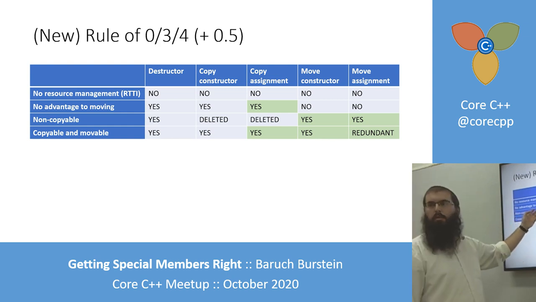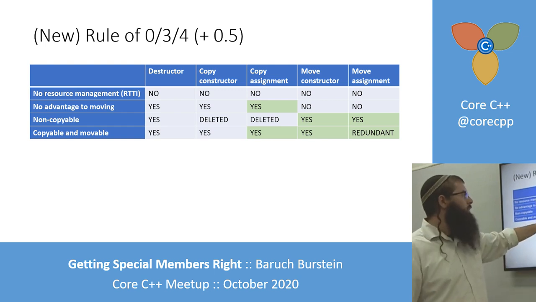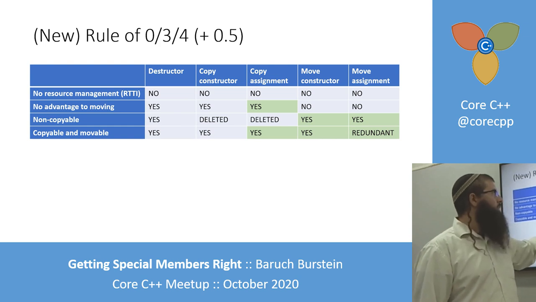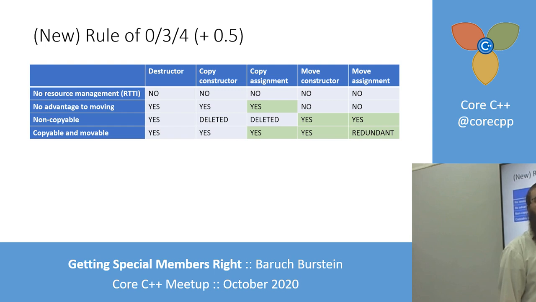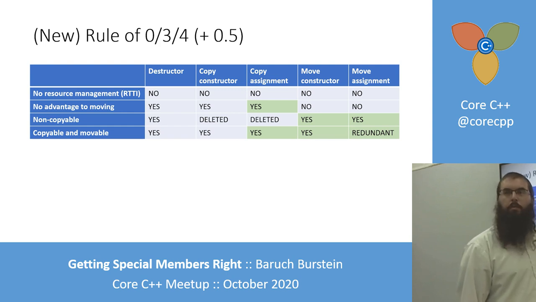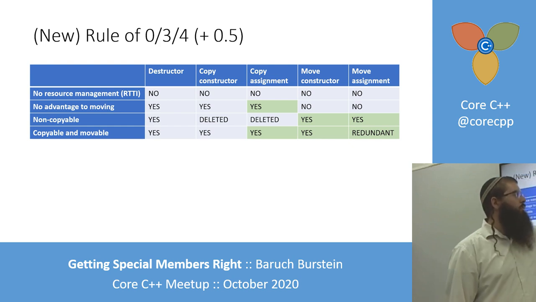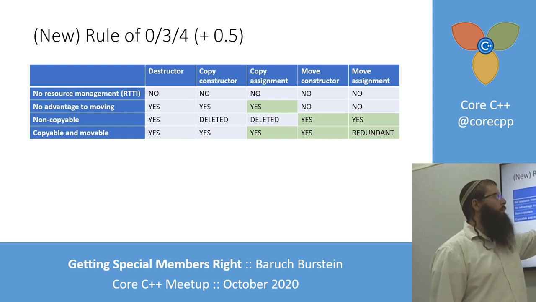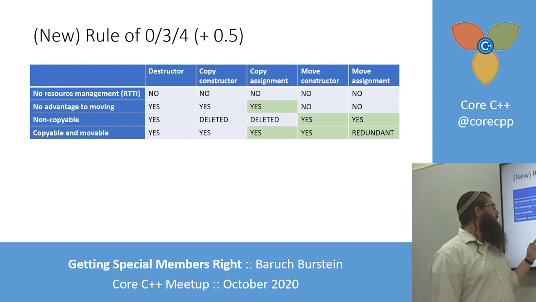If it is non-copyable, it is managing a GDI handle or whatever, then we obviously need a destructor. We need the move constructor and move assignment. Again, for move assignment, we can do the same thing. Use swap and the boilerplate move assignment and the boilerplate move constructor. There's almost nothing to think about, and the copy constructor and copy assignment are automatically deleted. We don't even have to manually delete them.